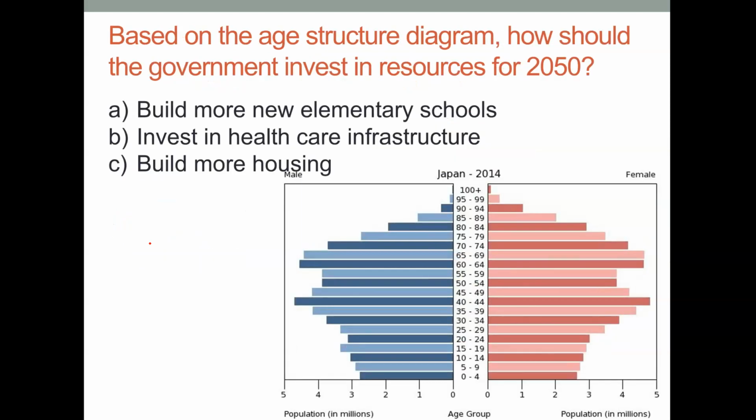B. All right, another question for you. Based on the age structure diagram, how should the government invest its resources for 2050? So looking ahead, hopefully you recognize that they definitely don't have to build more schools, right? They have fewer children now than they did 20 years ago. So they don't need more schools, right? They need fewer schools. In fact, that's probably a problem for them. They definitely don't need more housing, because again, their population is declining.